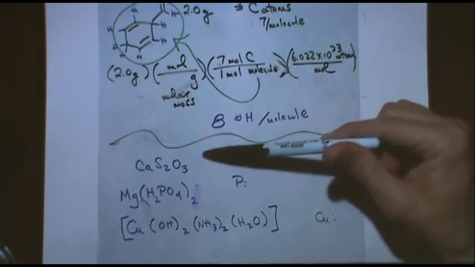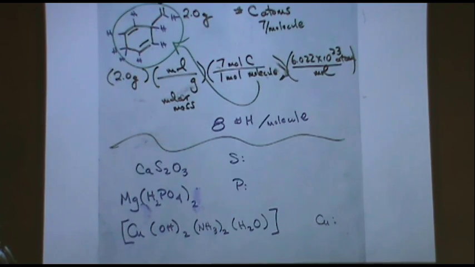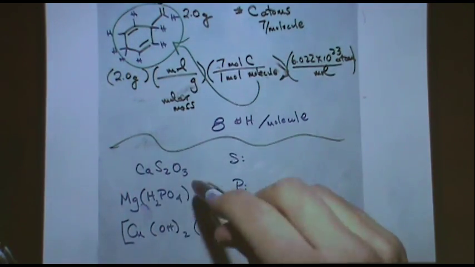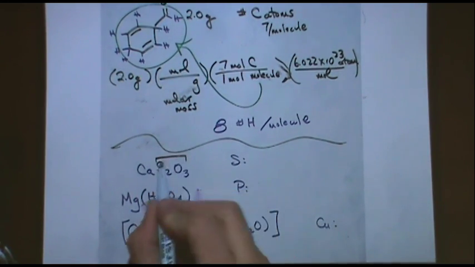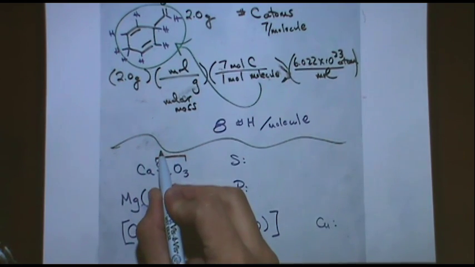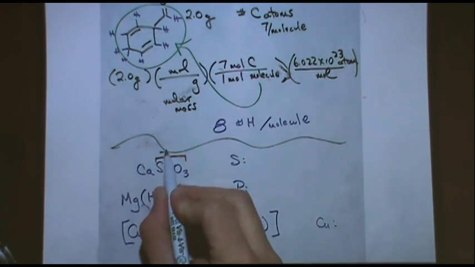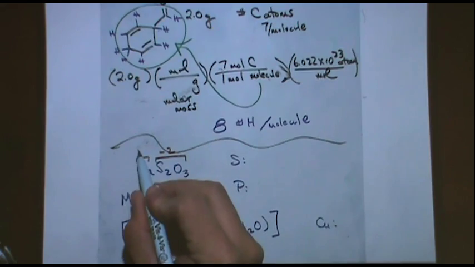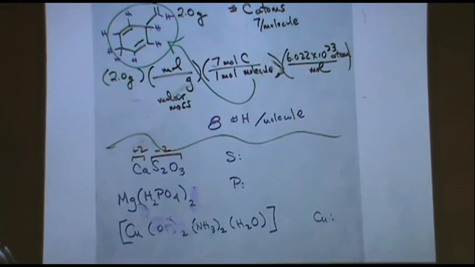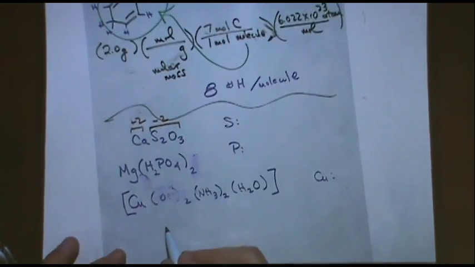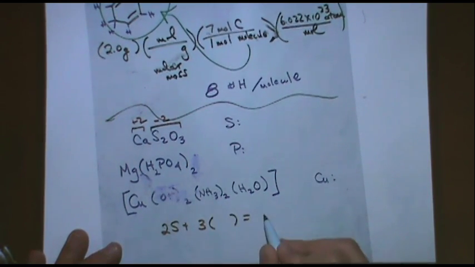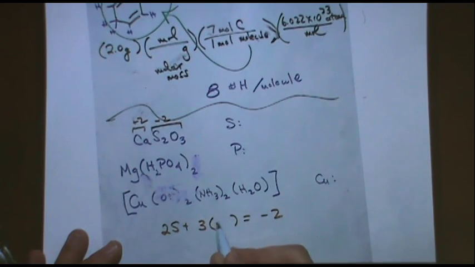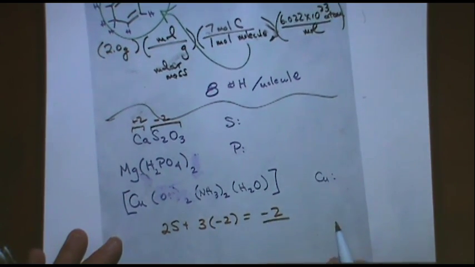What would be the name of the first one? Calcium thiosulfate. It's one of your polyatomics. You know a thiosulfate, or you will by the exam, has a charge of what? -2. The calcium is +2 from the periodic table. Thiosulfate is -2. So down here on scratch, 2 sulfurs plus 3 oxygens. What's the common charge for oxygen? -2.